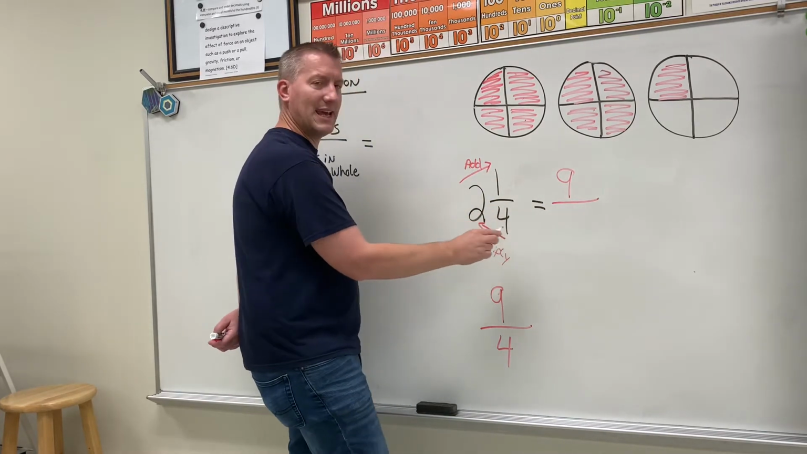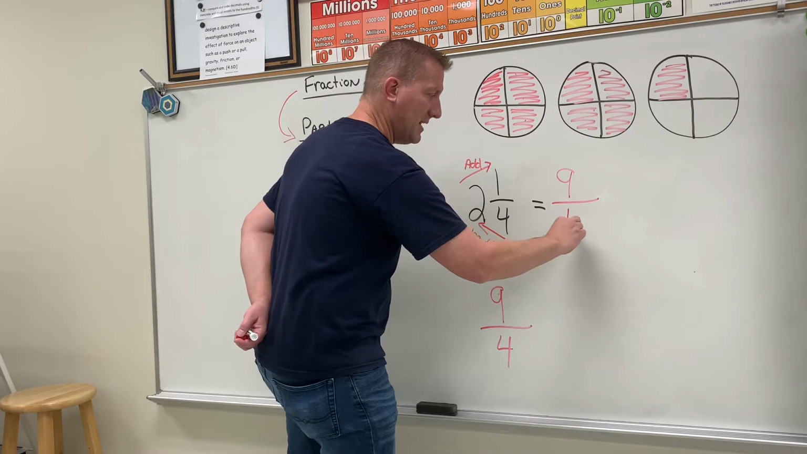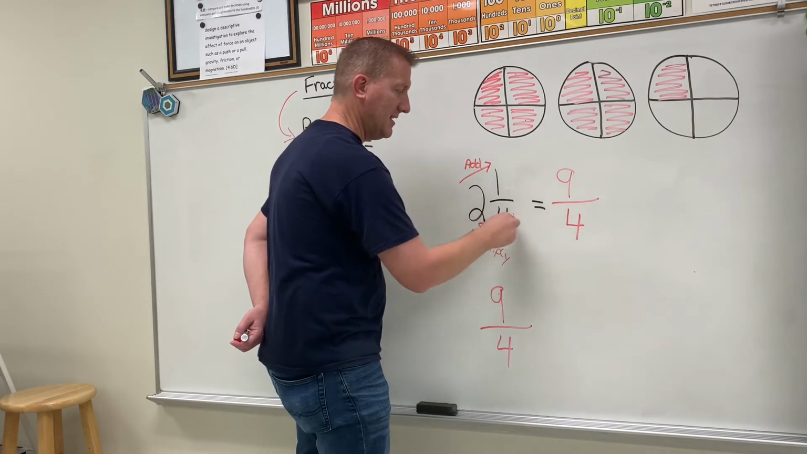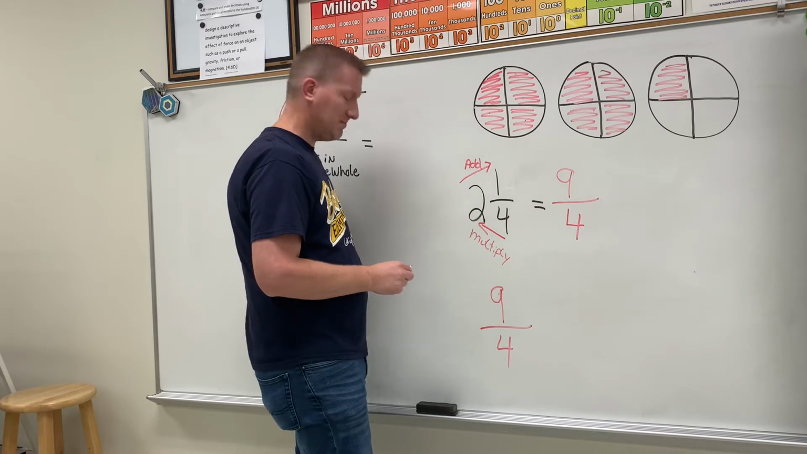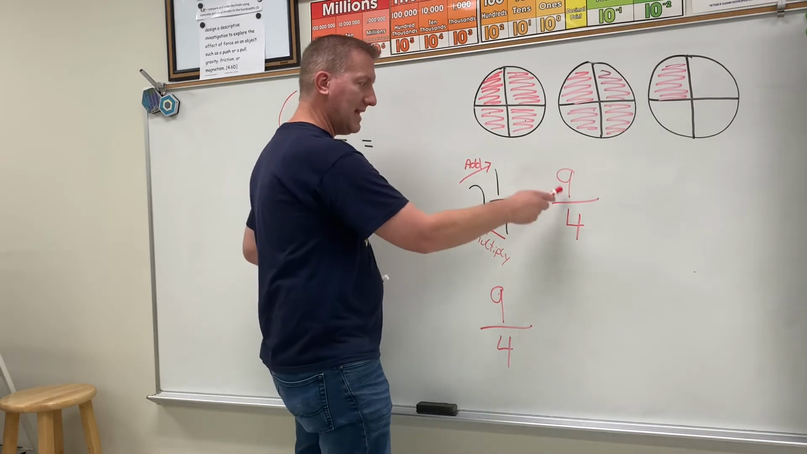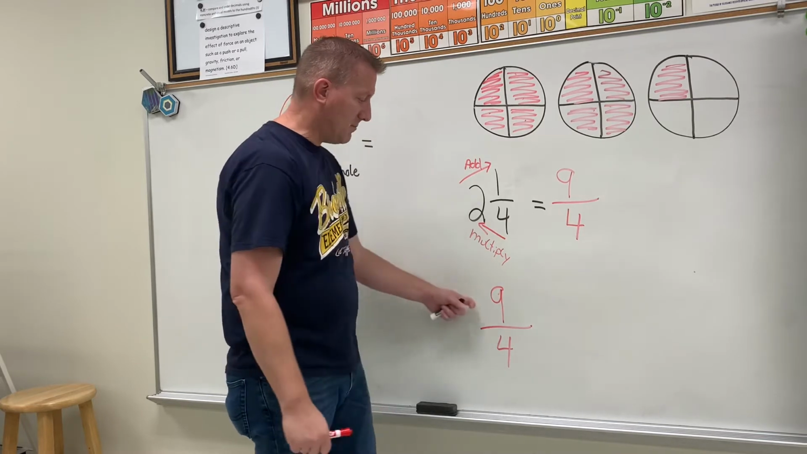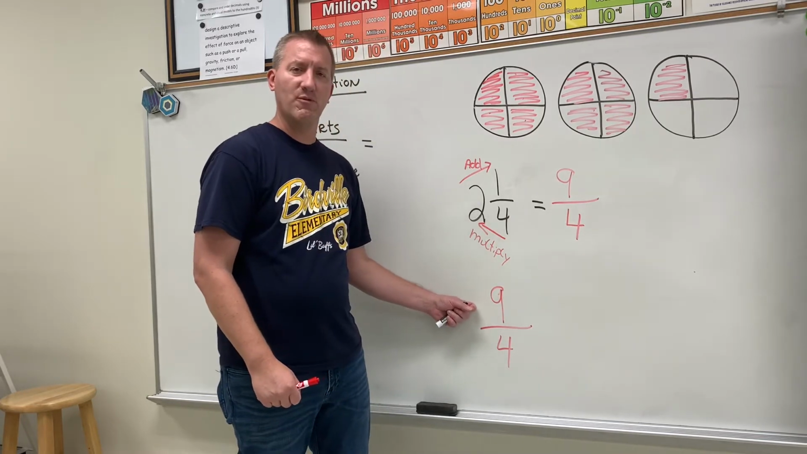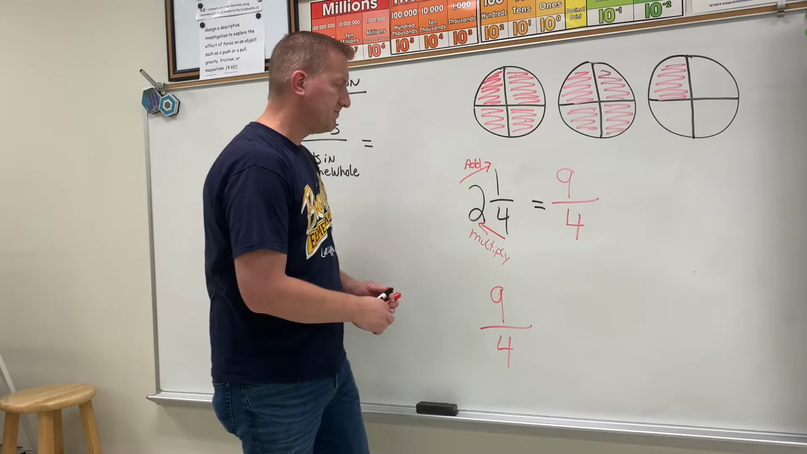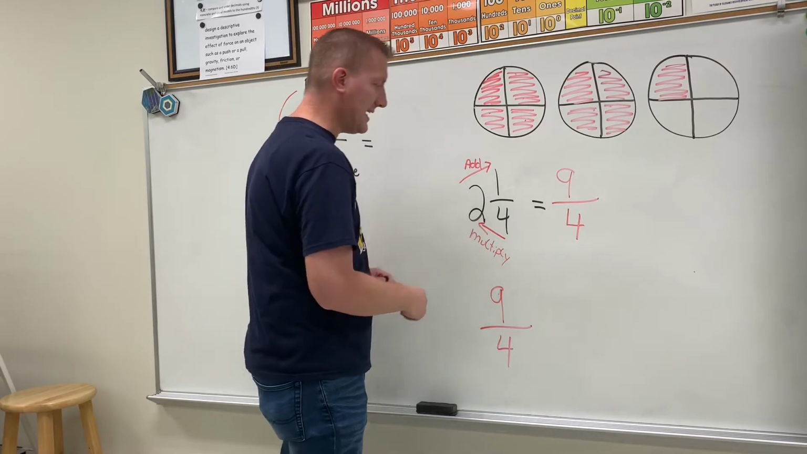Denominator stays the same. So the denominator is going to stay the same. Okay? So look at that. 9/4. That's the improper fraction that we had before. Okay? So let's look at that again.